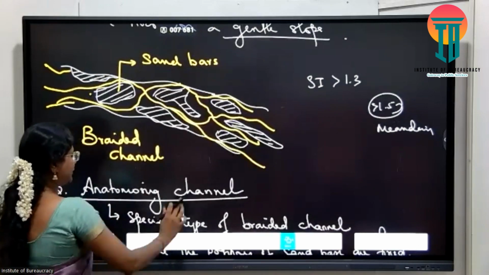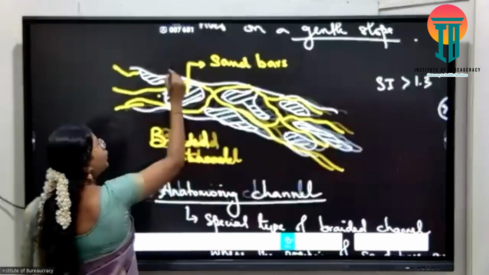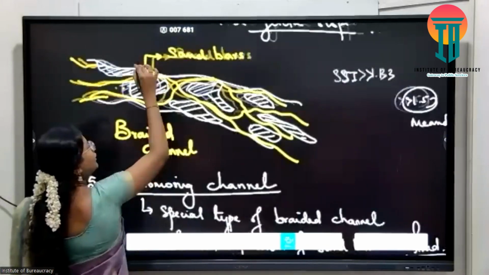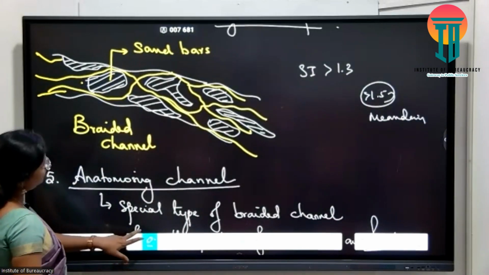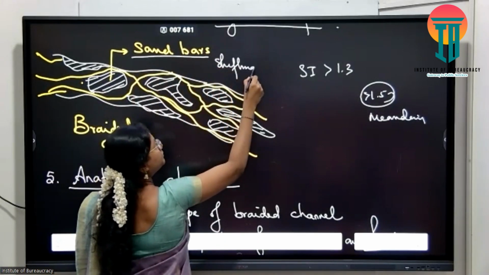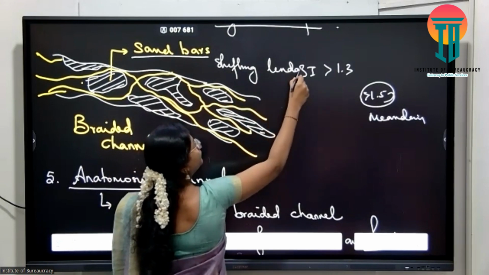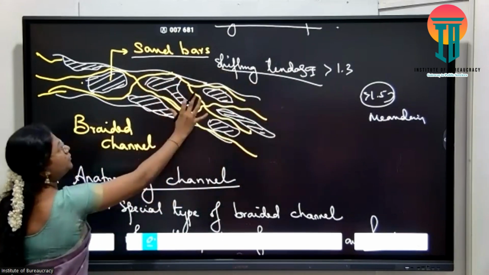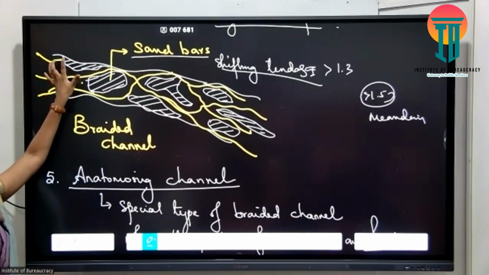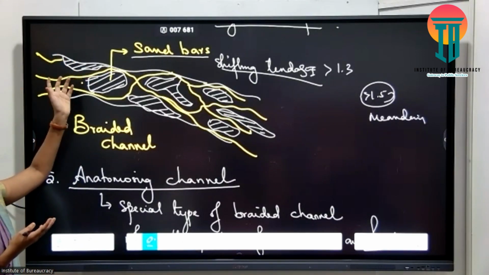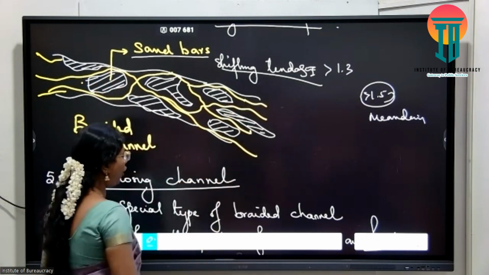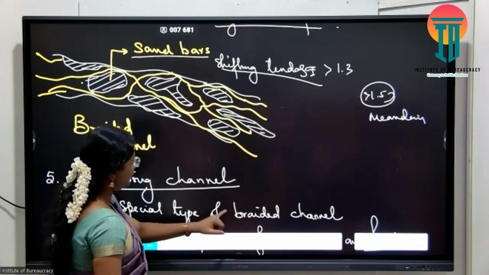Braided channel oda characteristics enna? Presence of sandbars, okay. And what is the nature of the sandbars? The sandbars have shifting tendency. Meaning the position of sandbars is not fixed. ஒரு நேரம் இந்த இடத்துல கலெக்ட் ஆயிட்டே இருக்கக்கூடிய sediments flood வருது இல்லனா larger volume of discharge நடந்தா they are subjected to move. Okay, so therefore they have a shifting tendency.